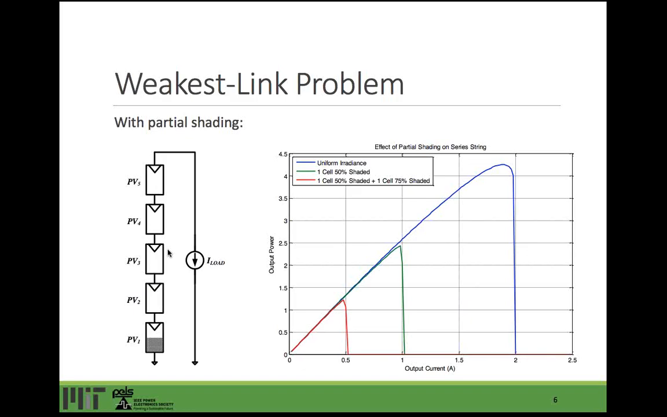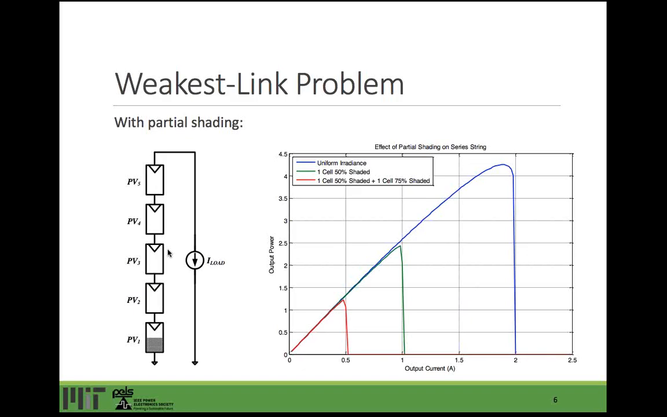Now if we shade another cell by 75%, which is still less than 30% overall shading, we're going to lose about 75% of the total power. We can do a little better by incorporating bypass diodes, and this will provide a path for the current to flow around the underperforming cell.